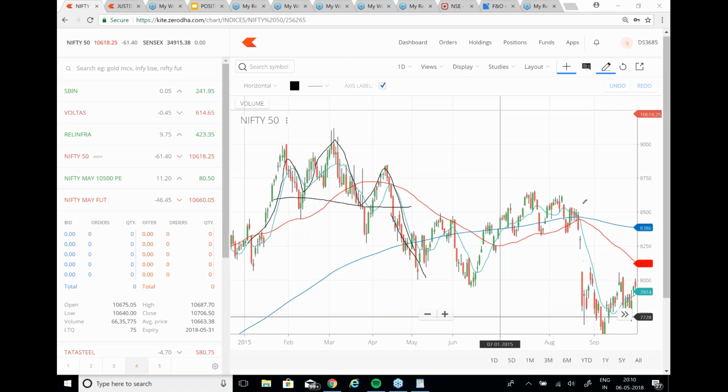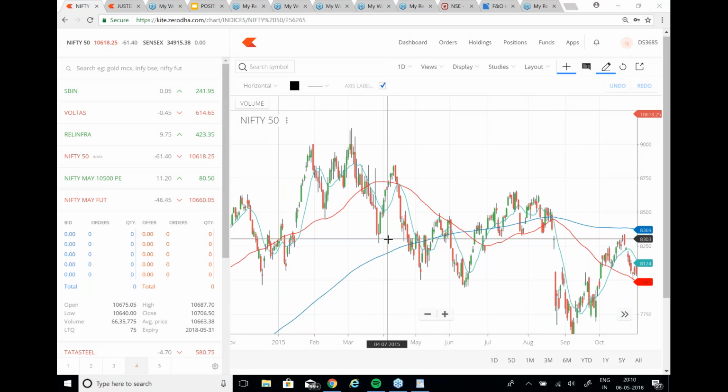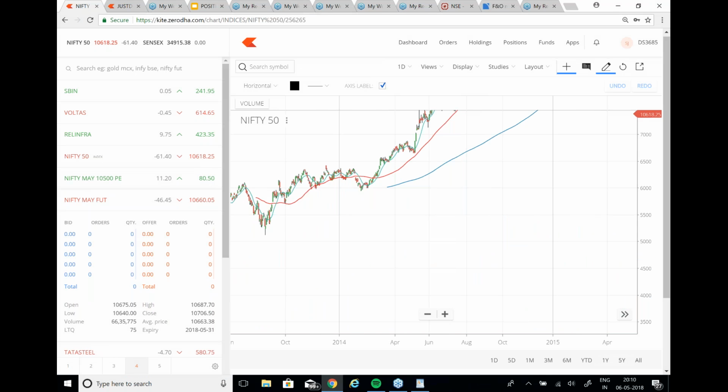We need a clearer pattern. Head and shoulder means the shoulders have to be a little lower than the head. Otherwise, it will become a triple top or triple bottom, right? So keep these patterns in mind.